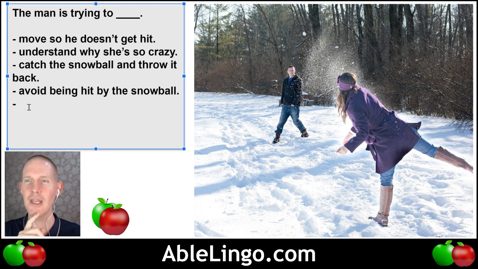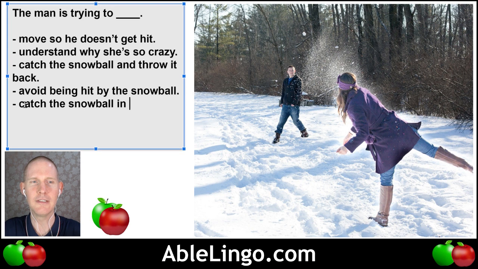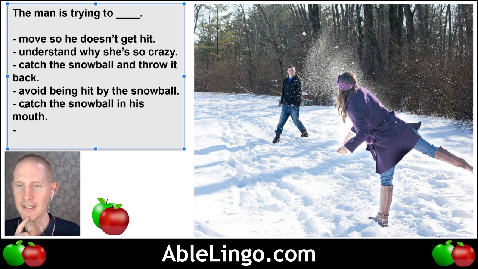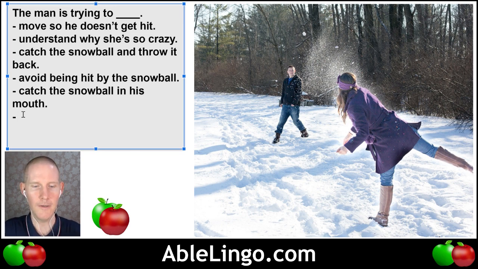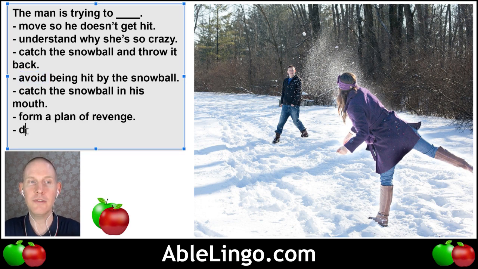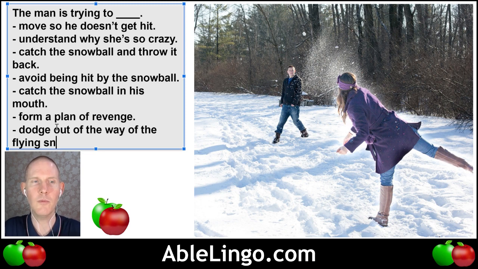Garden says, receive it on his face? The man is trying to... The only one I can think of is catch the snowball in his mouth? Who knows? Mi tarea de inglés says he is thinking about how to get revenge. So if we wanted to put it with the sentence, the man is trying to form a plan of revenge. And similar to avoid, we could say the man is trying to dodge. Dodge, which means to jump quickly, to jump out of the way of the flying snowball.